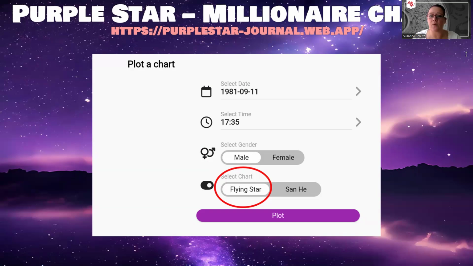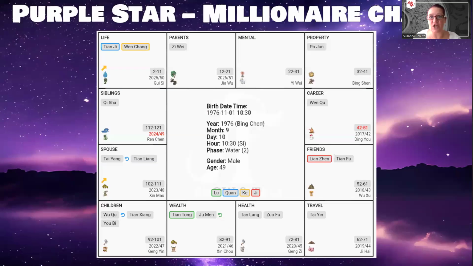And then we will choose the flying star plotting method. So you see here Sanhe or flying star. Choose the flying star method. Now, once you've done that, you will get a chart that looks like this, more or less. It has 12 boxes. We call them palaces. And this is just a sample chart, right? So for you, it may look completely different. The palaces themselves are labeled life palace, siblings palace, spouse palace, and so on. But for you, they may be arranged in a slightly different way. So don't worry, this is entirely normal.